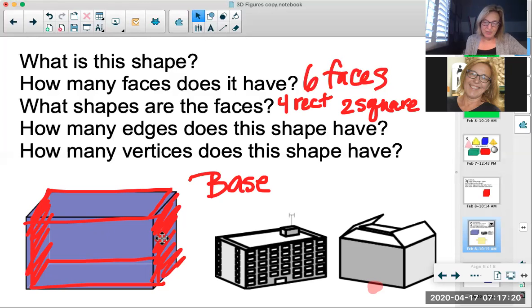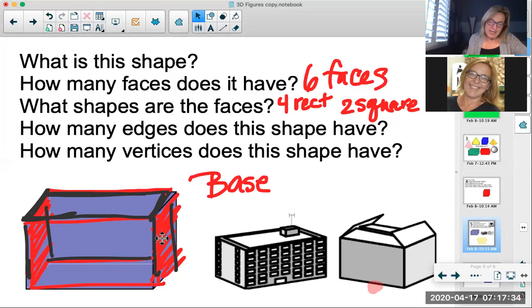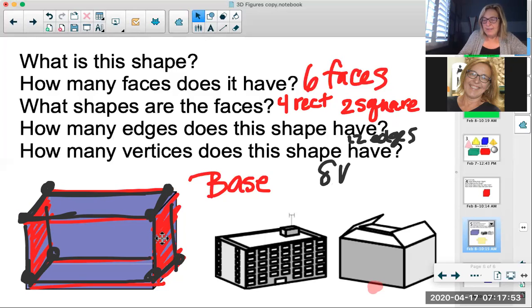All right, let's count the edges. 1, 2, 3, 4, 5, 6, 7, 8, 9, 10, 11, 12. 12 edges. This is just like on the square. Do you think the vertices will be the same as the square? Let's try 1, 2, 3, 4, 5, 6, 7, 8. 8 vertices. Yes, they are the same. Sorry, my handwriting's not great.